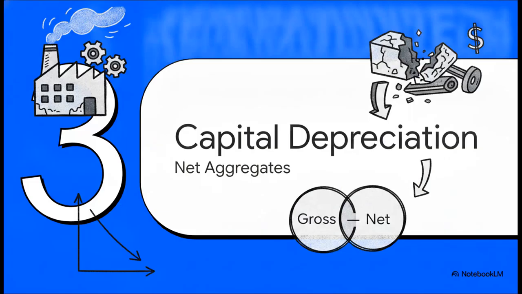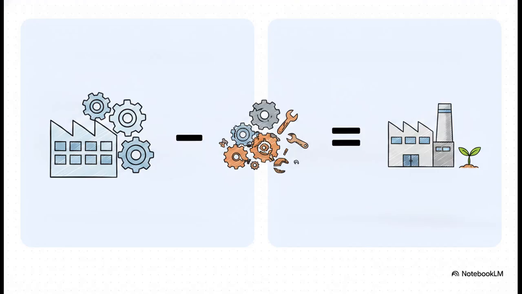Section 3, Deducting Capital Depreciation. The transition to net aggregates. While gross figures are fantastic at capturing total output, they have a pretty massive blind spot. They completely fail to account for capital consumption. You see, in the rigorous process of producing commodities, a certain amount of the economy's stock of plant, machinery, and equipment is inevitably used up or wears out during the year. Economists refer to this as the consumption of fixed capital. Gross product makes absolutely no allowance for this wear and tear.